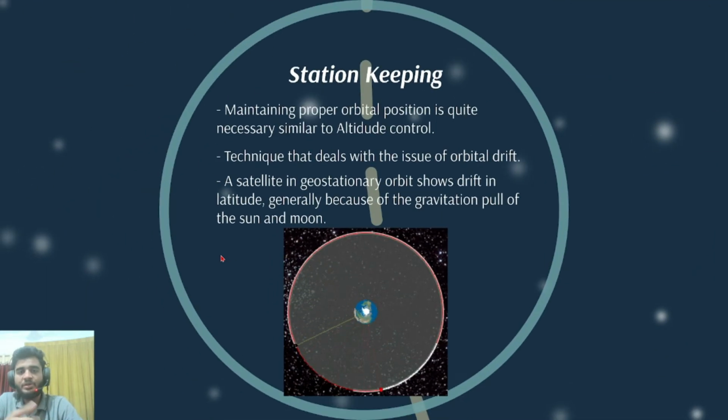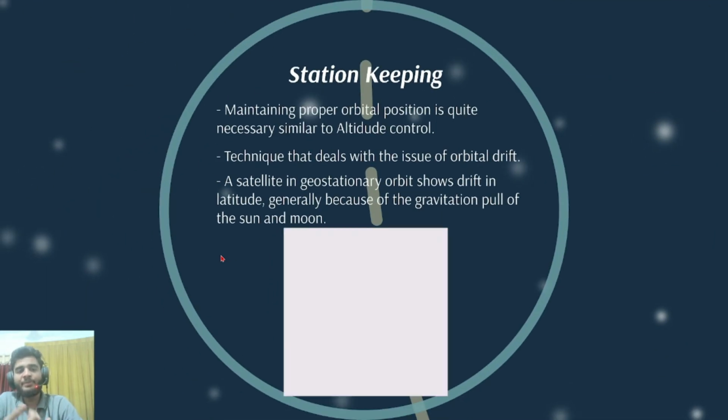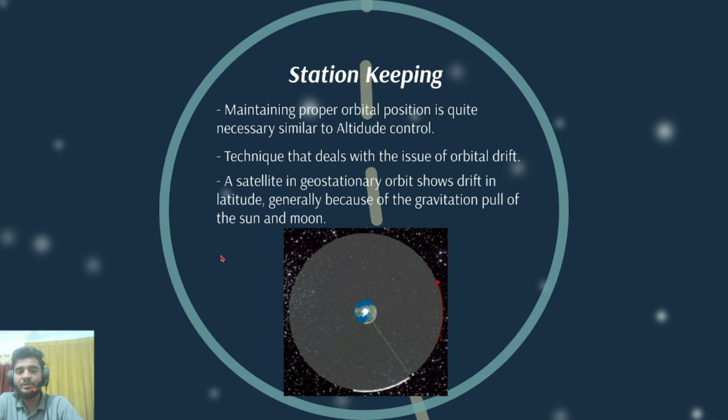Third one being the station keeping. It helps in maintaining proper orbital position and is quite necessary, similar to altitude control. This is the technique that deals with the issue of orbital drift. A satellite in geostationary orbit shows drift in latitude, generally because of the gravitational pull of the sun and the moon. This image shows the same.